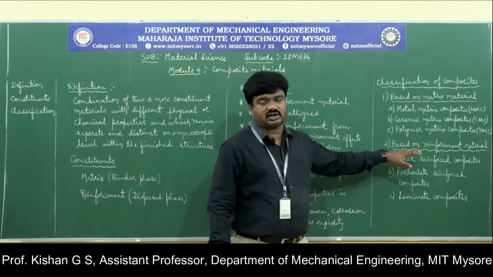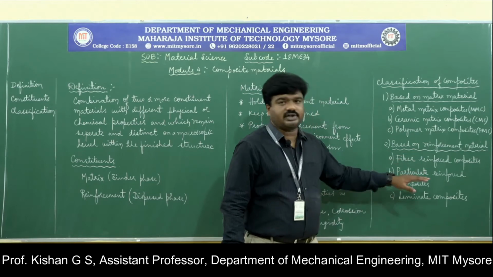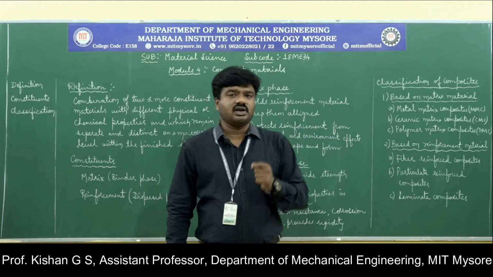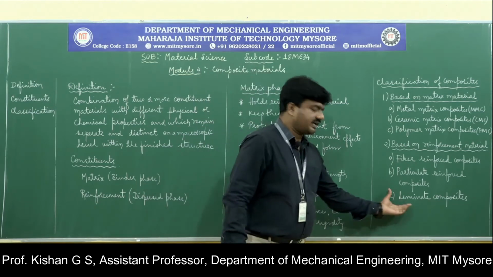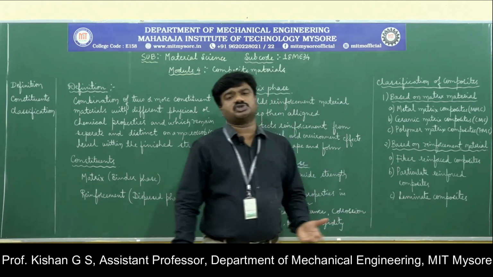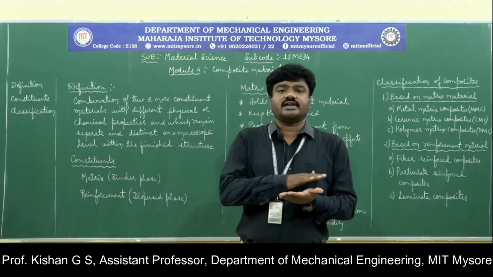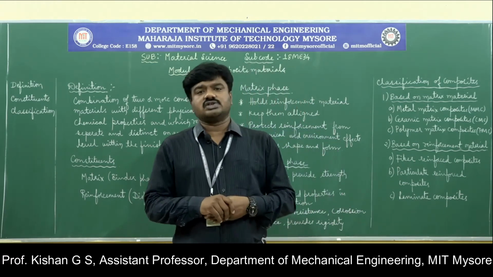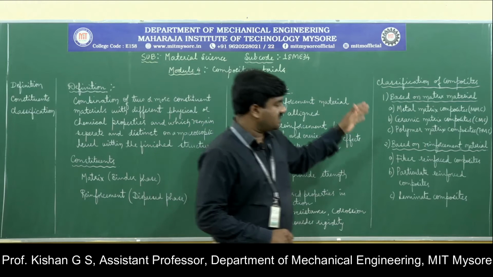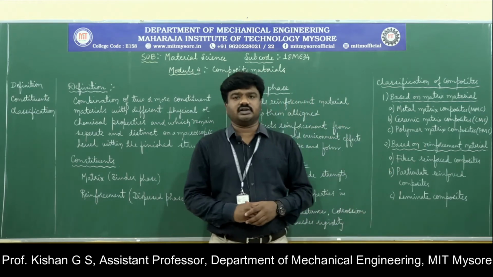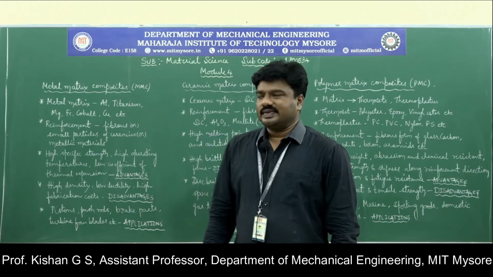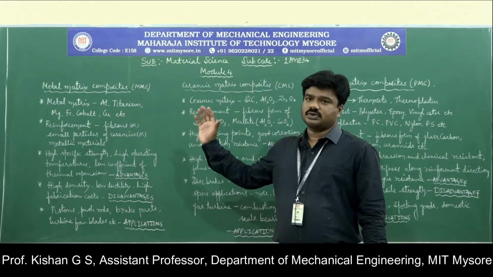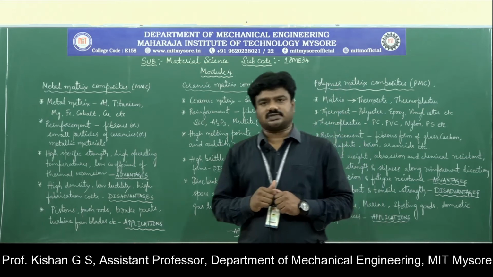Fiber means a long threaded like structure. Particulate means maybe powders or chips or fine flakes like conditions of material phase, whereas in case of laminate the reinforcement should be in the form of layers or a sheet of paper like kind. So this is about the classification of composite materials. Now let us understand the details of different types of composite materials based on their classification.